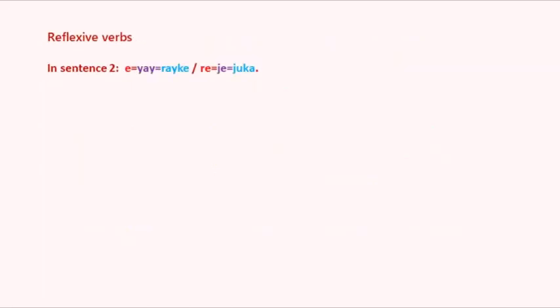Until here, we have seen different affixes that refer to the subject. And now we're going to see different affixes that refer to the direct object in different ways. Let's start with the affix for the reflexive form of the verb.